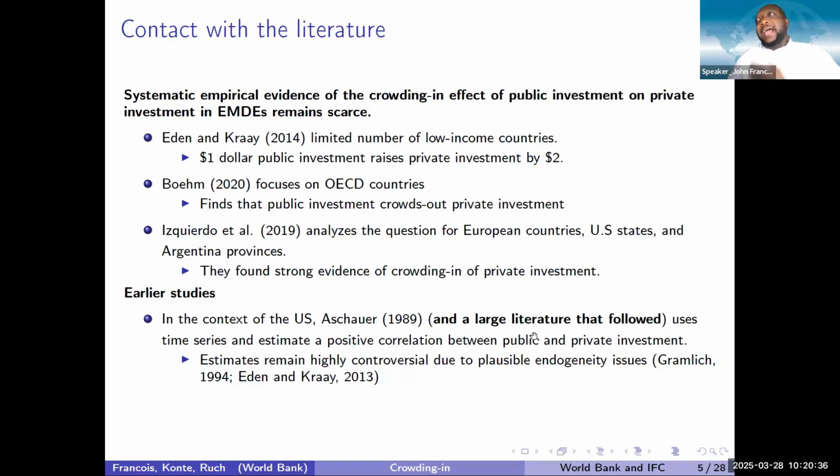So there has also been a lot of earlier work that has followed, you could call it, a seminal paper by Aschauer, 1989. A lot of them have looked at the crowding in, crowding out effect of public investment. But a key limitation of this work is that it tends to focus a little more on correlation rather than causation because of plausible issues with endogeneity.